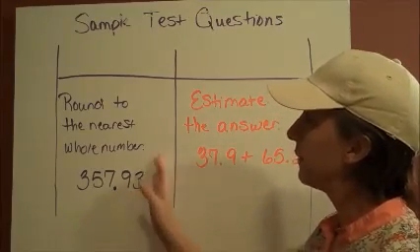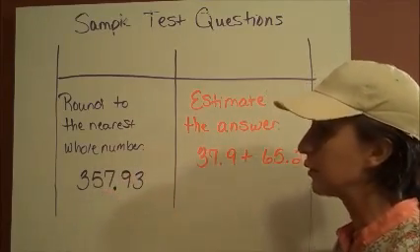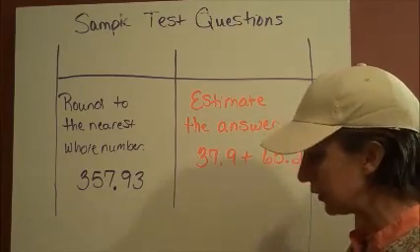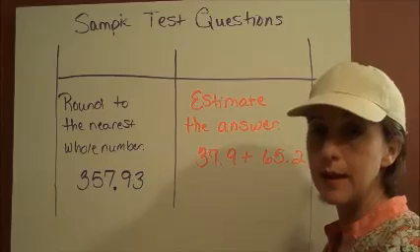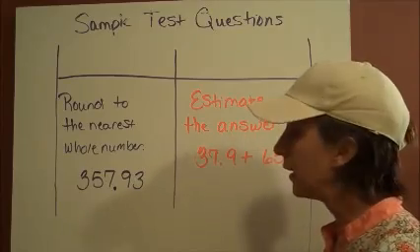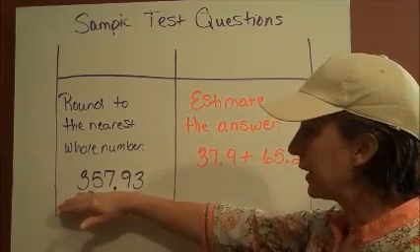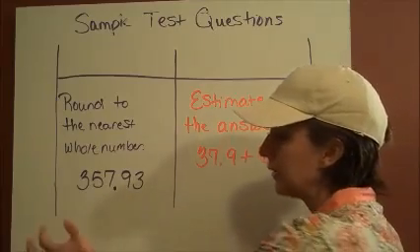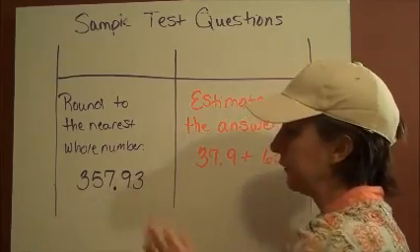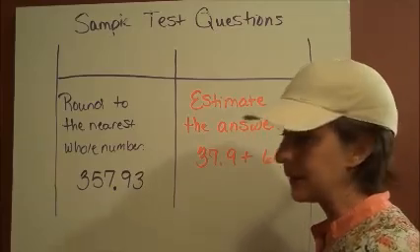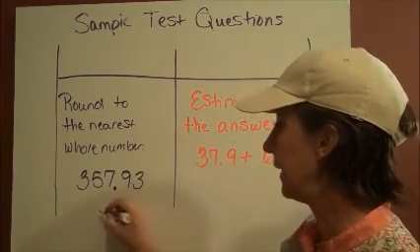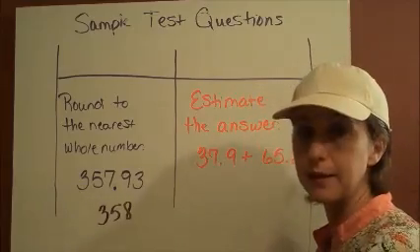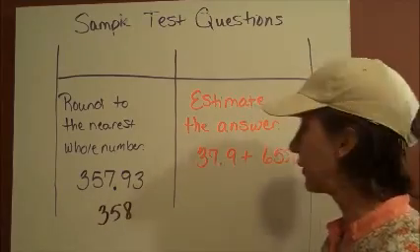A test question might say, round this to the nearest whole number. And there is only one correct answer. If I'm rounding to the nearest whole number, that's the same as rounding to the nearest integer. And I know that 357 and 9300ths is between the integer 357 and 358. And the one that it is nearest is 358. So when you are asked to round on a test, there's one correct answer.